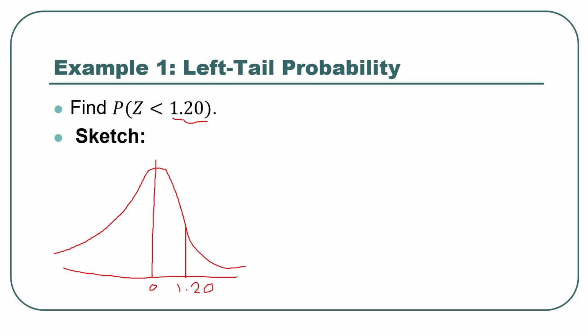And I want to find the left area. I want to find the probability of all these z values that are less than a specific positive value. So this is the target area that I want to find, which is the probability of all the values that would be less than 1.20. So this is a left area, and our table gives us this area. So let's go and check how to read this probability, or this area, from our table.